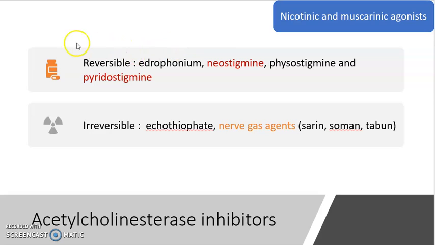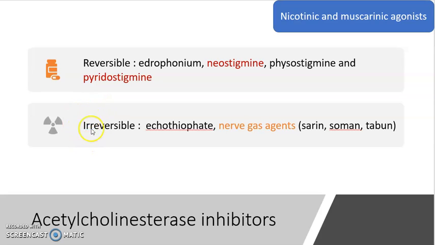So now we'll talk about the acetylcholinesterase inhibitors. They are divided into two main categories: the reversible ones and the irreversible acetylcholinesterase inhibitors. The reversible acetylcholinesterase inhibitors are edrophonium, neostigmine, physostigmine, and pyridostigmine. So mainly N, E, P: neostigmine, edrophonium, physostigmine, and pyridostigmine.